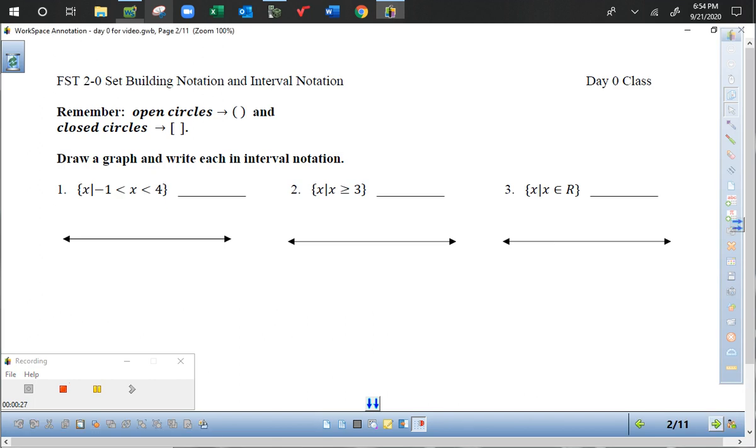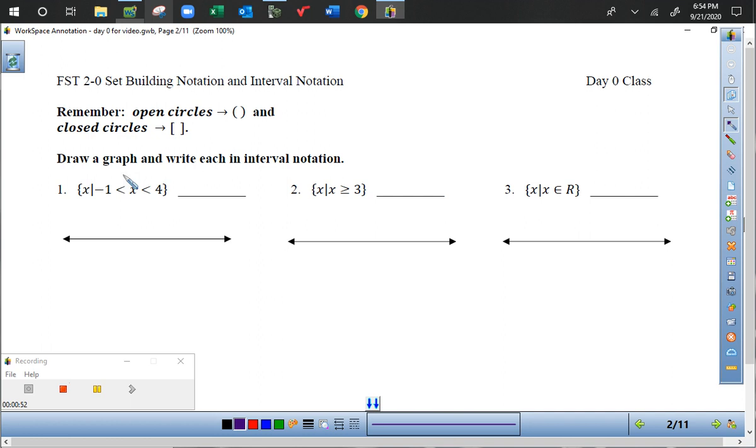To begin, we're just going to review what interval notation looks like. So you were first introduced to talking about infinite sets with set builder notation. That's what you see in 1, 2, and 3. What we're going to do is first graph the solutions and then use that graph to change it to interval notation. Okay, so first up, we've got a compound inequality.